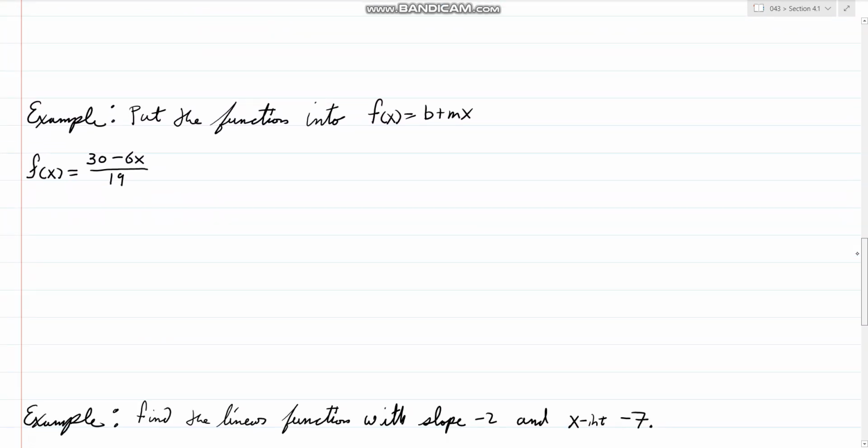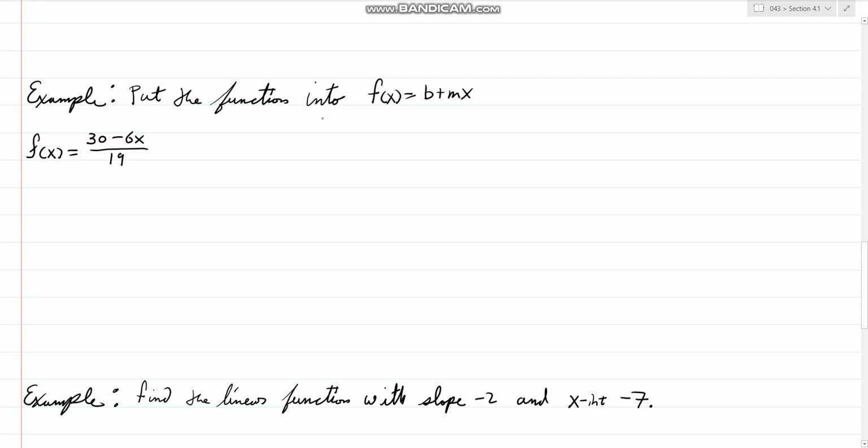Okay, let's look at another one. Put the function into f of x equals b plus mx. That's kind of what we did in the previous question. So we have f of x equals 30 minus 6x all over 19. And again, I want to break that denominator up. So I have 30/19 minus 6/19 x. I want to simplify if that's possible, but I don't think 19 is going to simplify anything since it's a prime number.